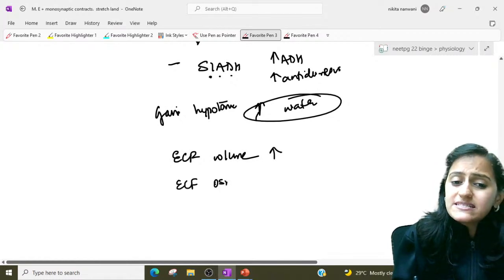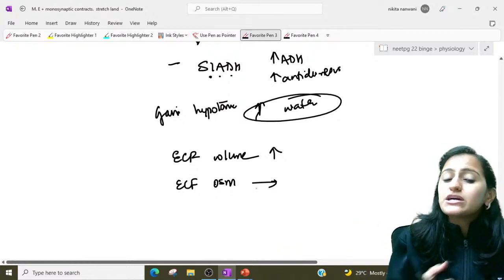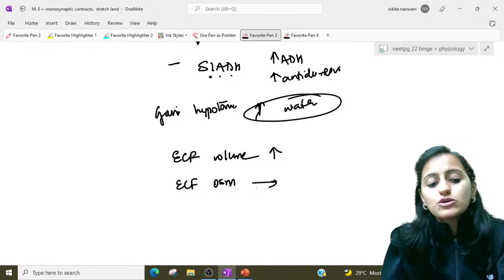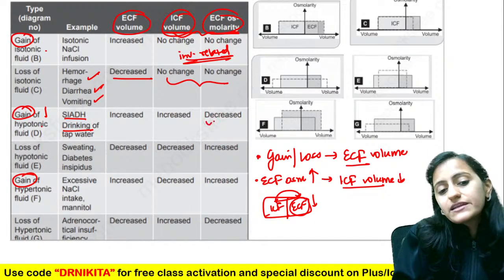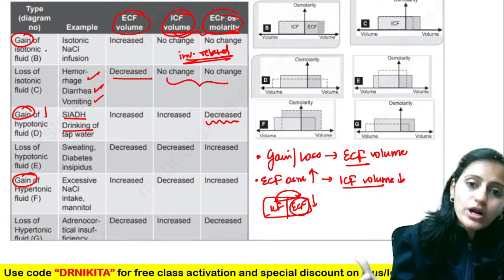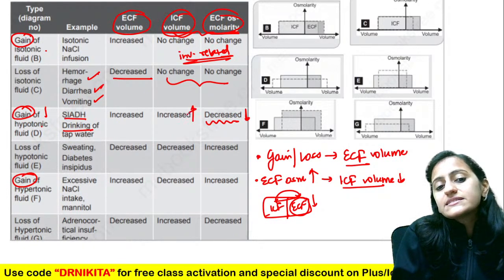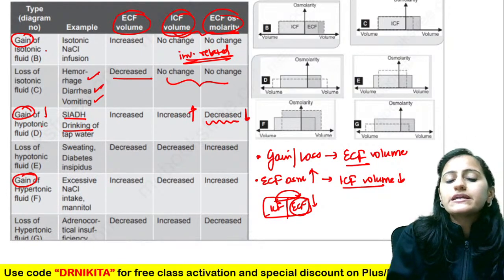What happens to the ECF osmolarity is the next thing. You are only gaining water. You are not getting the salt. So what will happen to the ECF osmolarity? The osmolarity will decrease, because you are only gaining water, not the salt. If the ECF osmolarity is decreasing, ICF is opposite, it will increase.